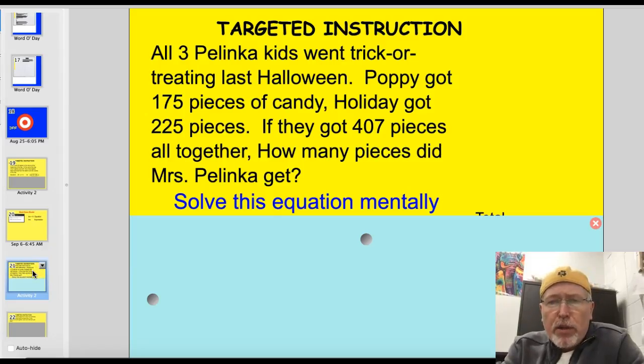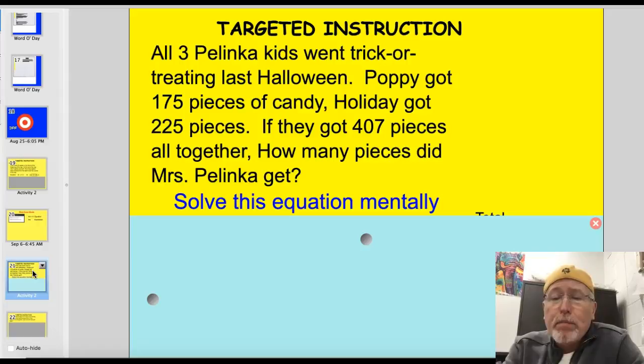Here's a little story about the Plinka family. All 3 Plinka kids went trick-or-treating last Halloween. Poppy got 175 pieces of candy. Holiday got 225 pieces. They got 407 pieces altogether. How many pieces did Mrs. Plinka get? Yeah, I know I said 3 kids.